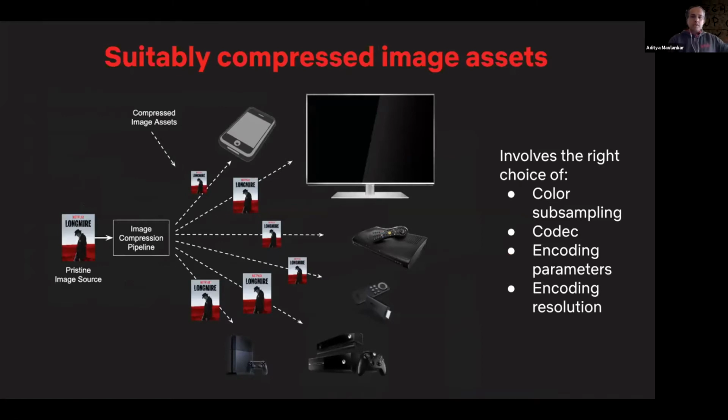Once an image is ingested in the pipeline, we create various derivatives, what we call suitably compressed image assets that are destined for different devices. And for this, we employ various encoding recipes, and we are faced with various choices, like choosing the right color subsampling, the right codec, the encoding parameters, and the encoding resolution.